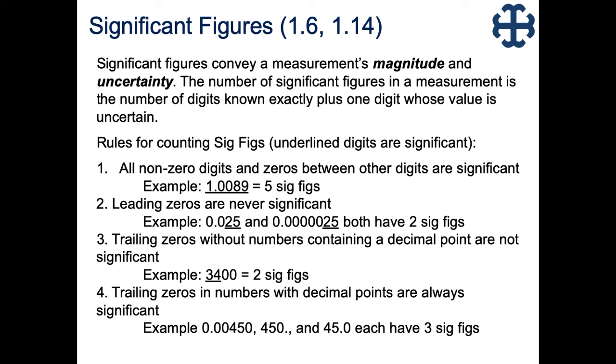Then finally, any trailing zeros in a number with a decimal point are always significant. So even if it's a decimal here, if our decimal comes before our non-zero digits, this would have 3, 450. If we finish it with a decimal point, would have 3 significant figures, and 45.0. All of those have 3 sig figs. Okay?